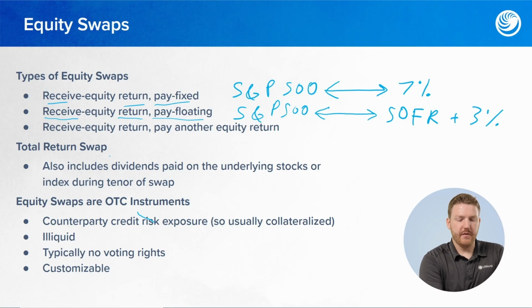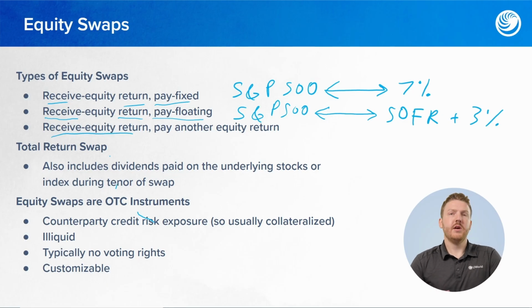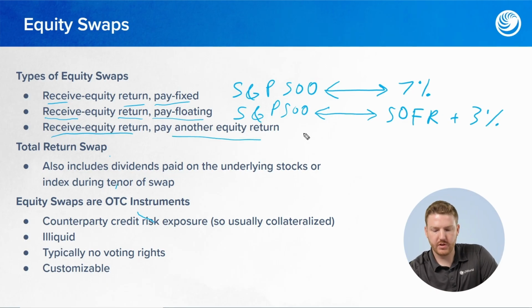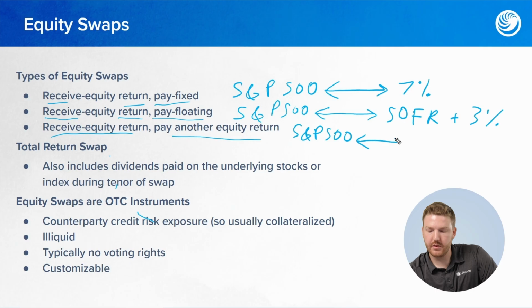Or we could have a receive equity return, pay another equity return. So in this case, the person receiving the S&P 500 return could be paying the opposite party in the swap, let's say the NASDAQ return.